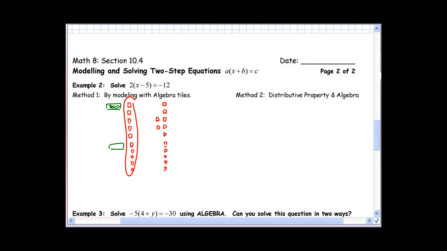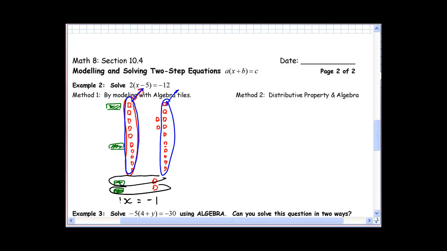Say goodbye. Bye-bye. Oh, by the way, this is supposed to be solid. Okay, 2 copies of the same thing. So then we're left with 2 rods equals negative 2. So we group, and what do we have here? x equals negative 1.